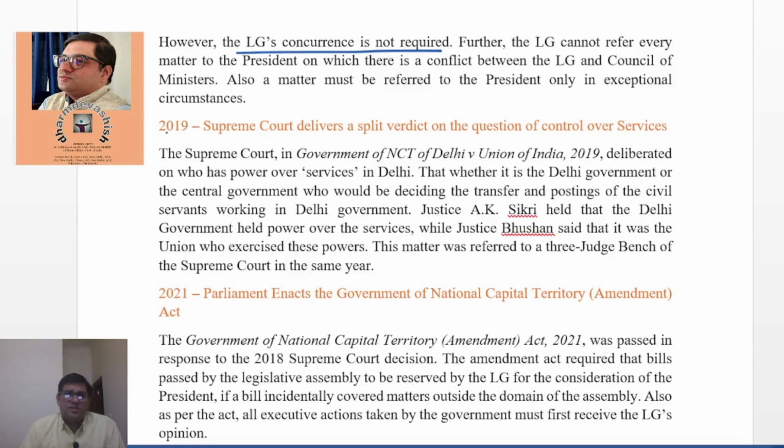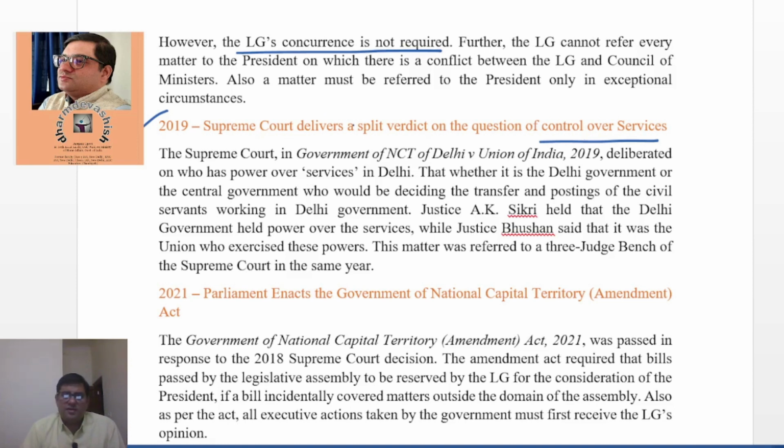Now, in the year 2019, another case was being contested in the Supreme Court, and this was with respect to the control over the services, the civil services. The question was who would have administrative control over the civil services, meaning thereby power related to their transfer, posting, promotion, and so on and so forth.